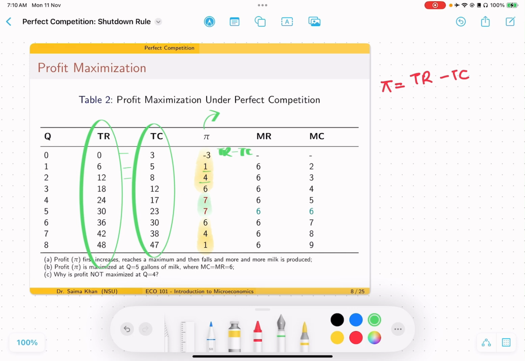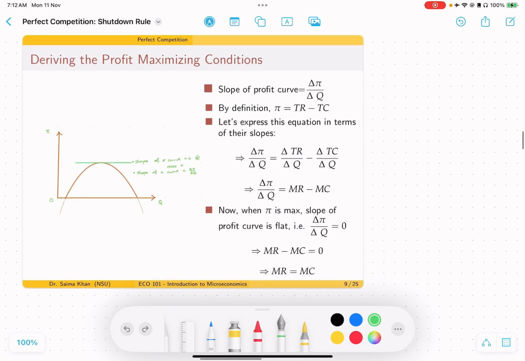So if I were to draw this, or if I were just to sketch this, profit on this axis, output on this axis, what we're seeing is that initially as output increases, it increases, then it reaches some maximum, and then it falls, right? So the profit function looks like this. That's exactly what I show in the very next slide.